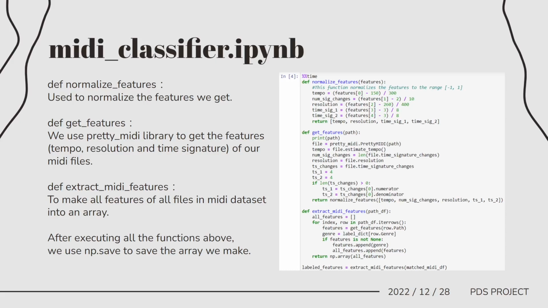And the extract MIDI features function will make all features of all files in the MIDI dataset into an array, because going through all the files in the MIDI dataset costs almost 30 minutes to 1 hour. So after executing all the functions above, we use numpy.save to save the array we made.